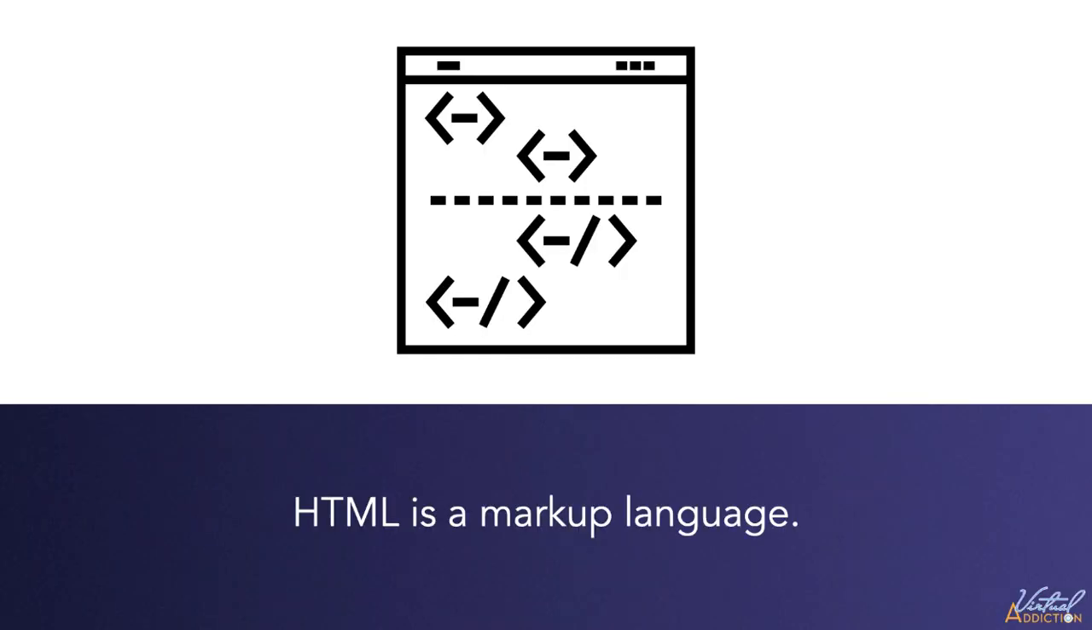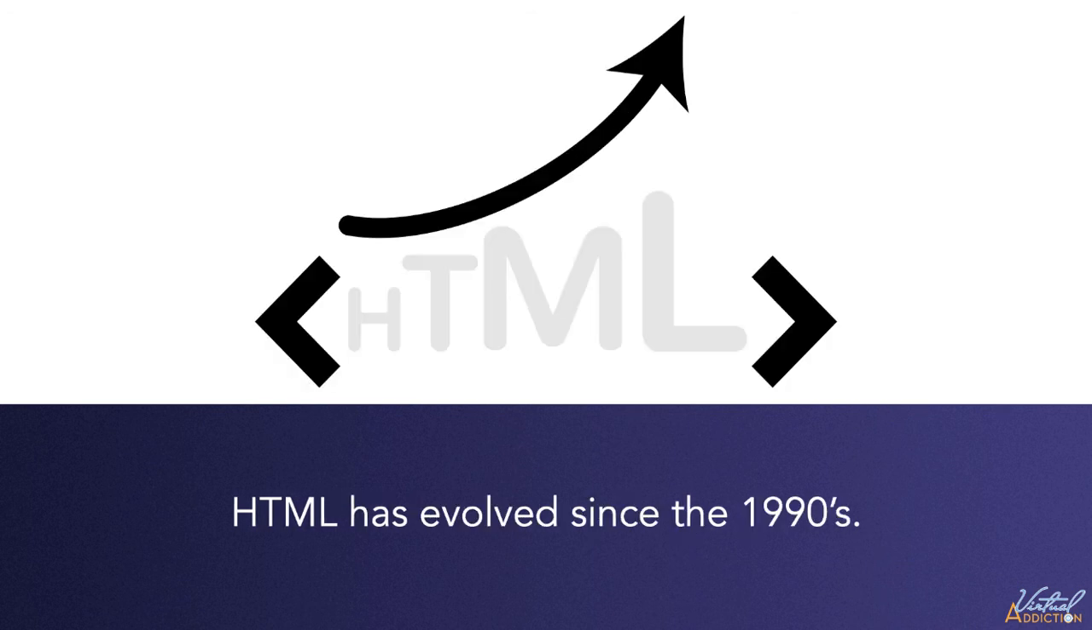As its name implies, HTML isn't technically a programming language. It's a markup language used to organize data from the internet. Like everything else in the tech world, HTML has evolved immensely since its inception in the 1990s.